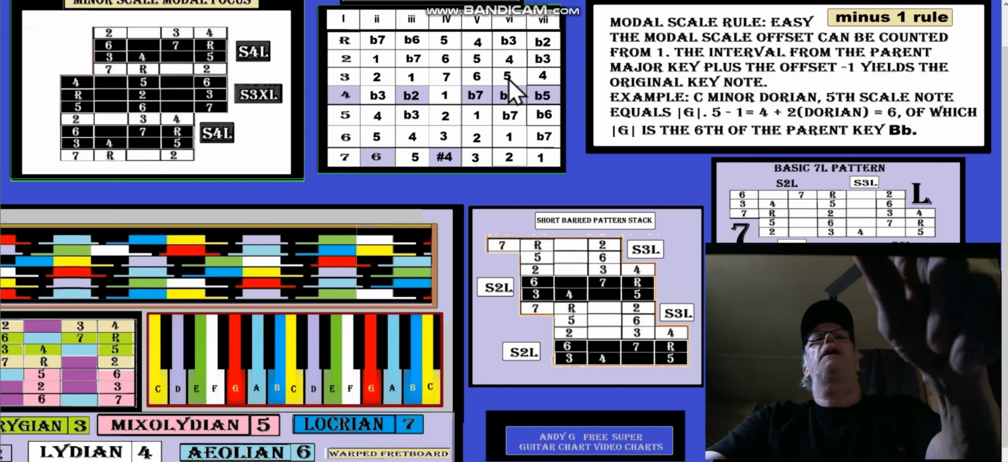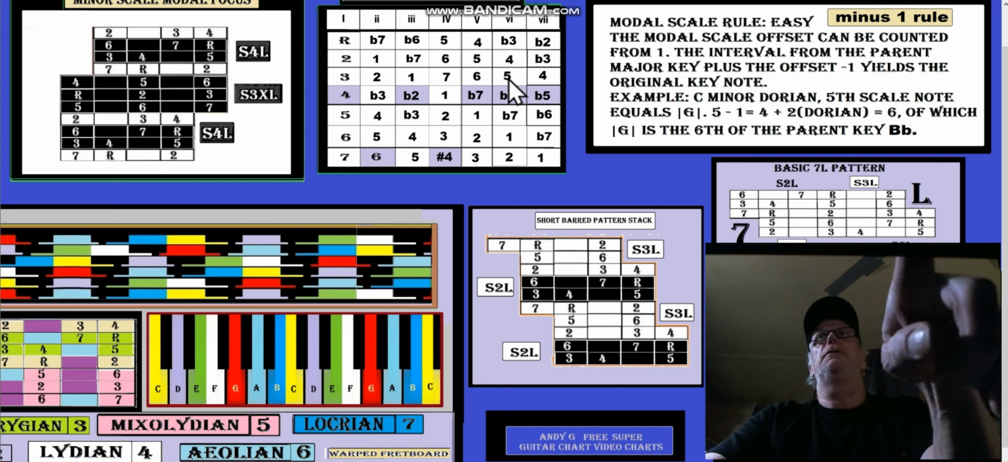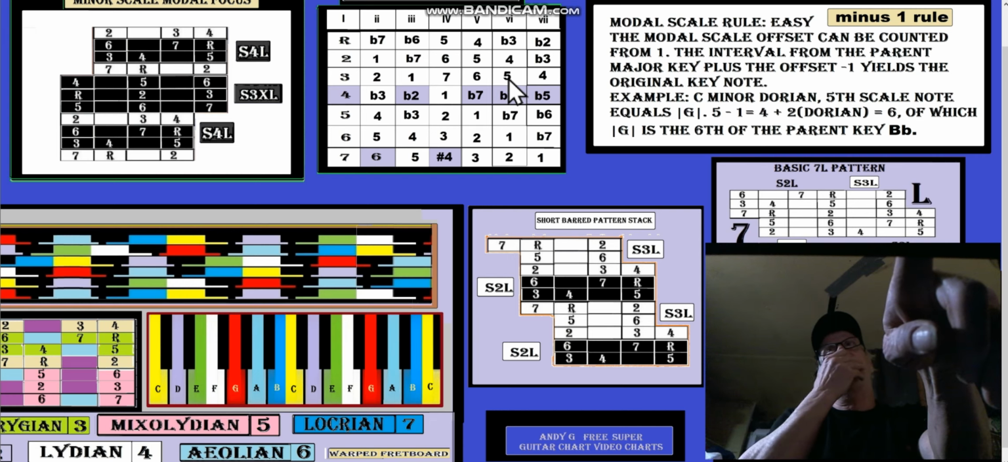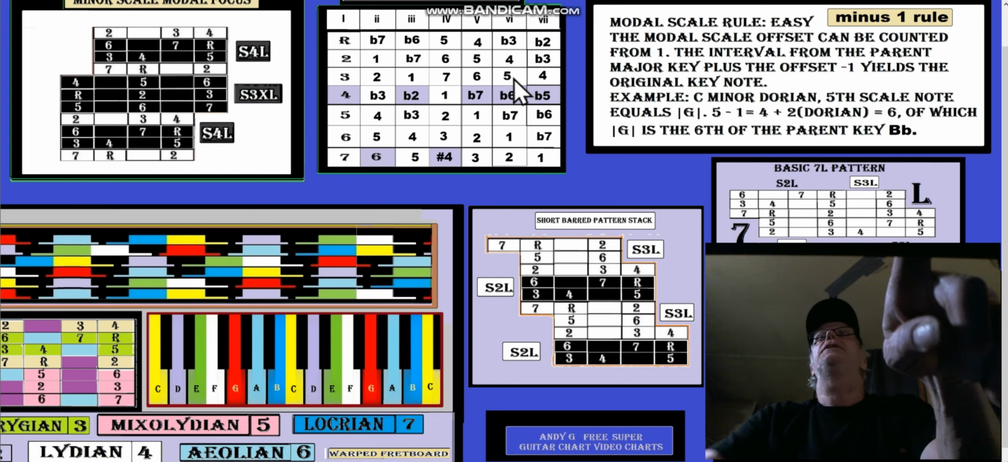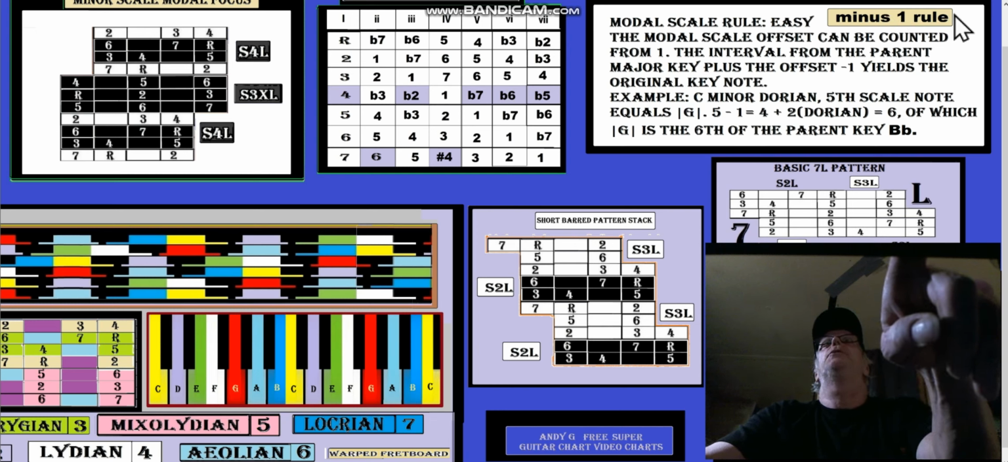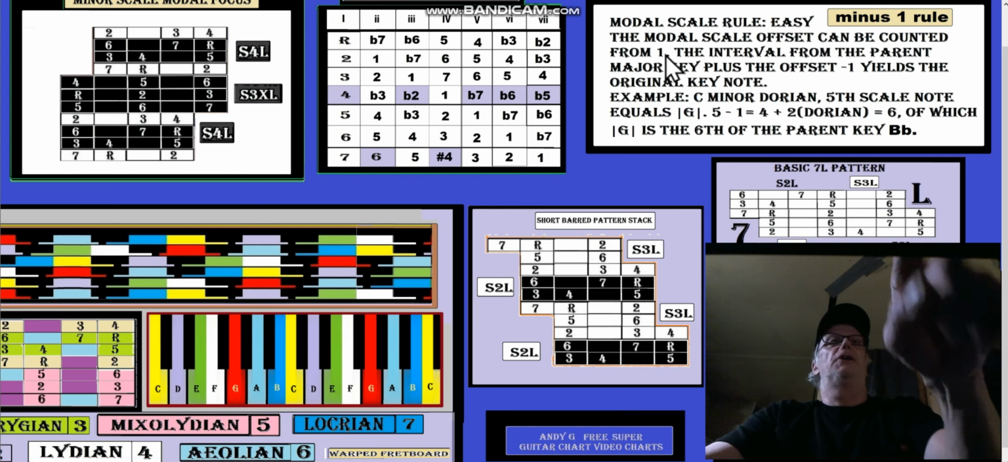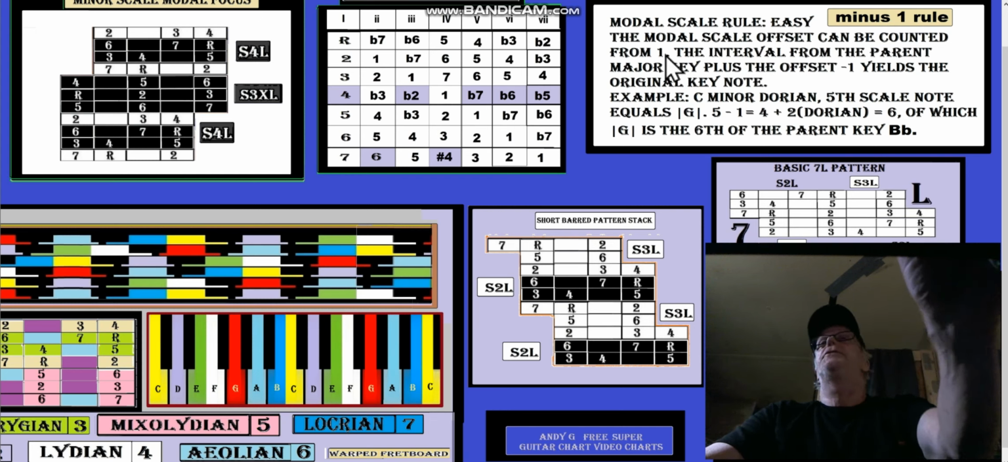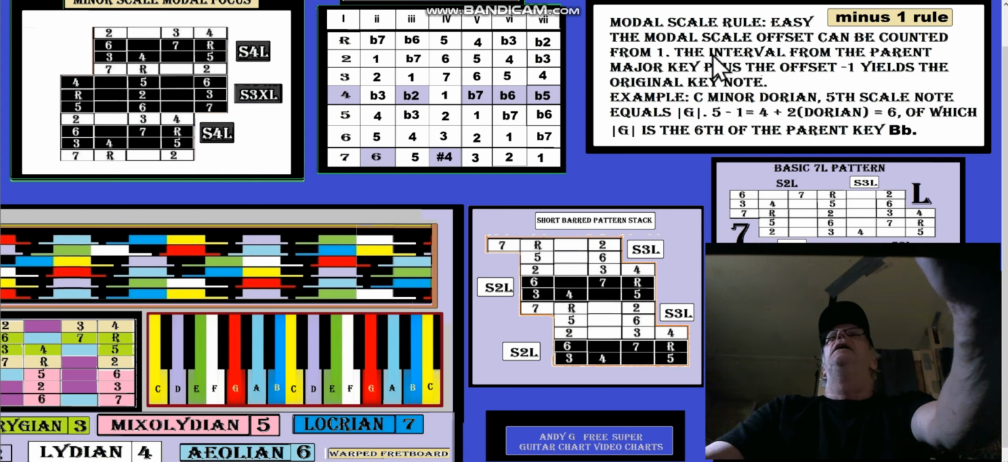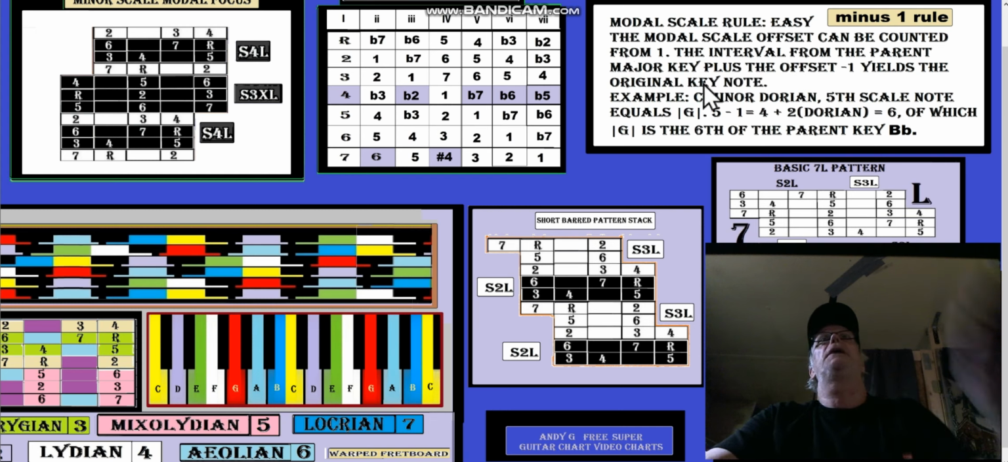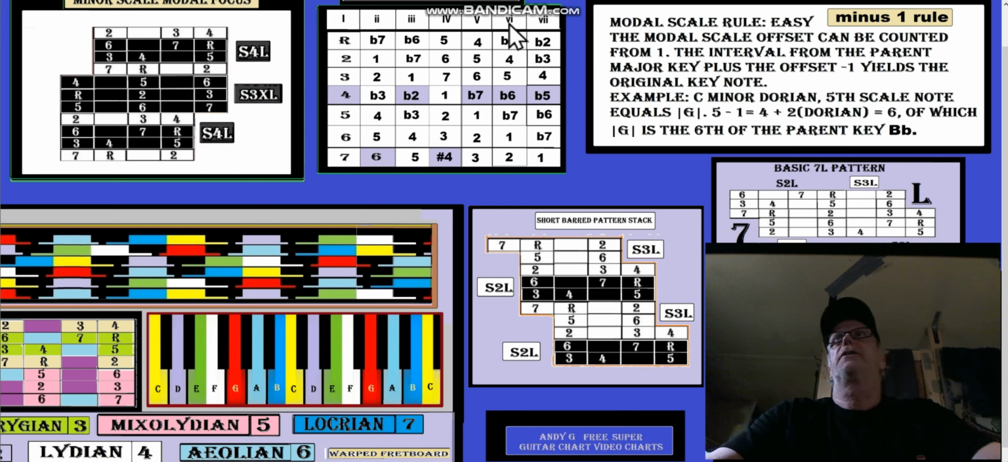What is that 5 note to the original parent scale? It may be obvious, but if it isn't, you use this formula, the -1 rule. And that is, the modal scale offset can be counted from 1. So 1, 2, 3, 4, 5. The interval from the parent major key plus the offset -1 yields the original keynote. The interval from the parent key was a 6th.